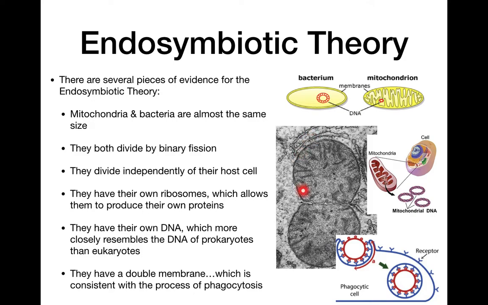And you can see the mitochondria, it has a double membrane here as well. Okay. That's our excellent evidence for endosymbiotic theory. Make sure you write all those down and you make note of them. Diagrams are very helpful as well for this.